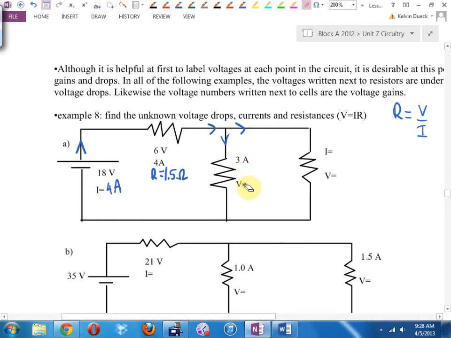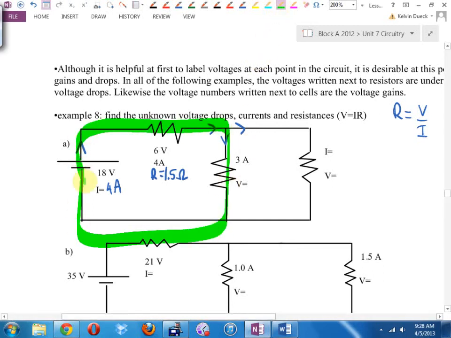How many volts high must this hill be? Here's your hint. That's a closed loop. 18? Can't be 18. It's got to be 12, because you already used up 6. See it?